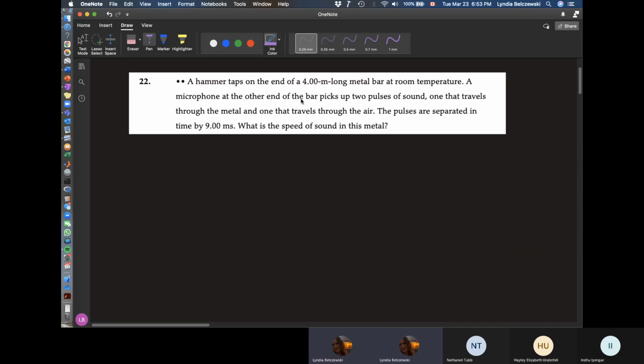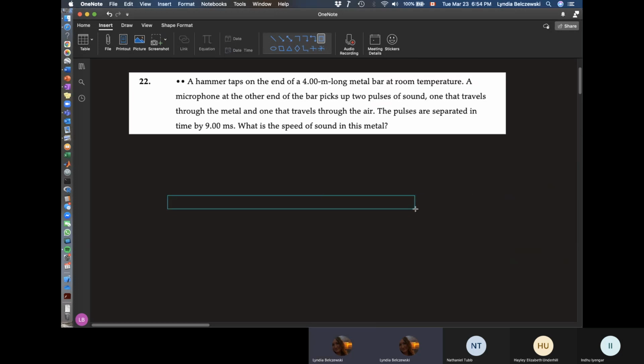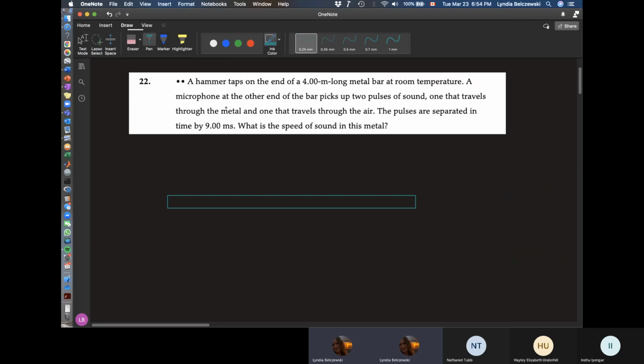So this question, let's see. We have a hammer that taps the end of a metal bar at room temperature. So here's our metal bar. It is 4 meters long.